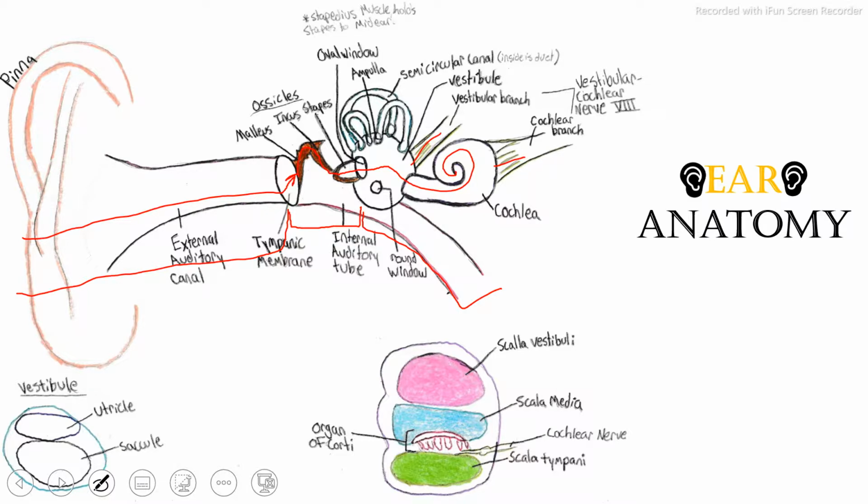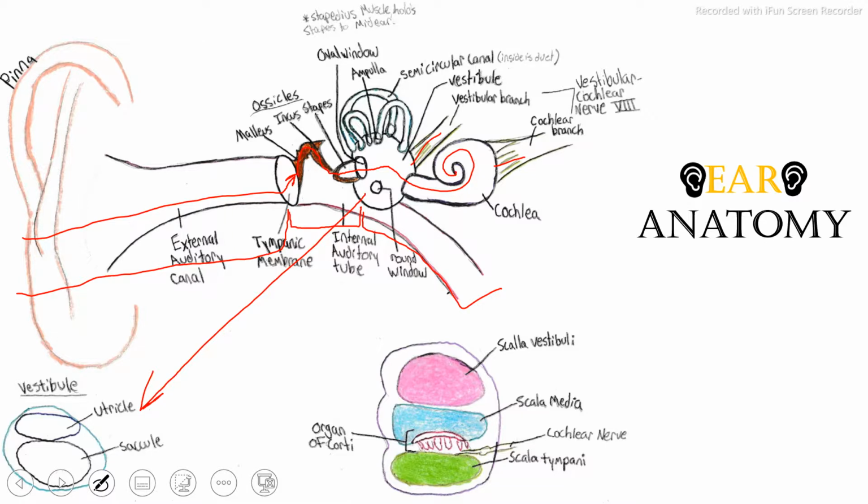If you open up the vestibule here, this is what it looks like. It has the utricle and the saccule. Again, these just help with equilibrium and helps us know if we have changes in our head position.